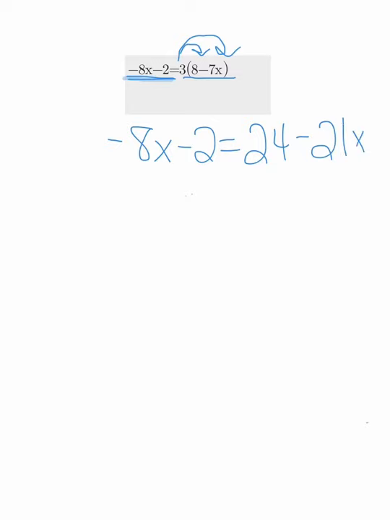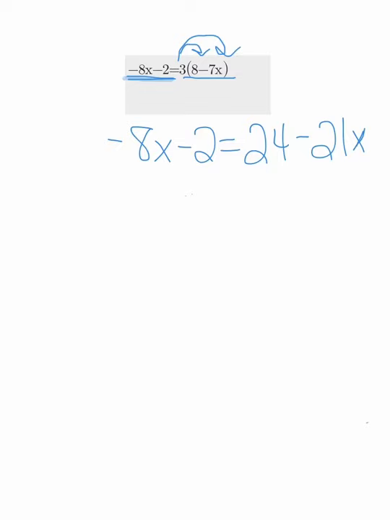So we're going to look at the right side of the equation. And I have something I can distribute over there. So I'm going to say 3 times 8 and then 3 times negative 7x. So we're going to bring down the negative 8x minus 2 on the left side of the equation. And when I bring this down, I'm going to say 3 times 8 is 24. And then 3 times negative 7x is negative 21x, because a positive times a negative is a negative.